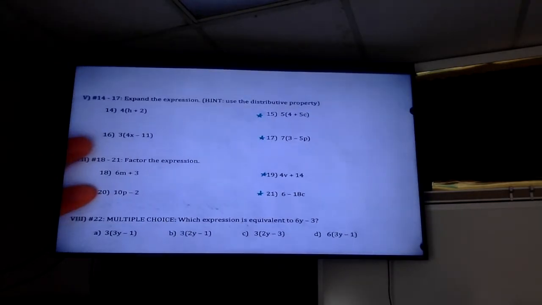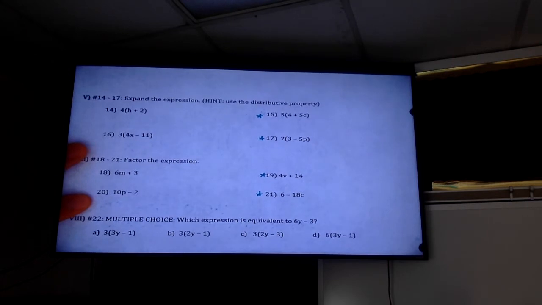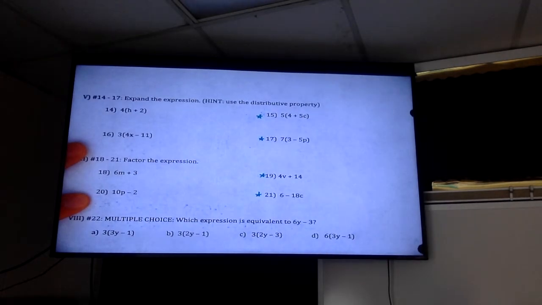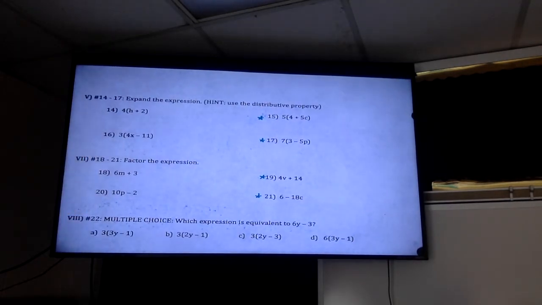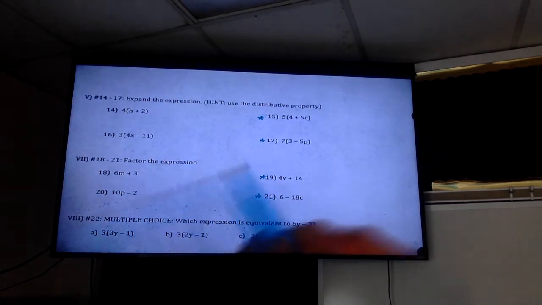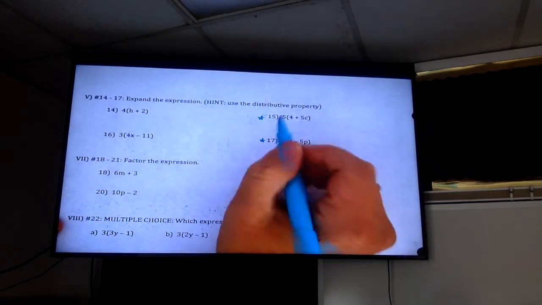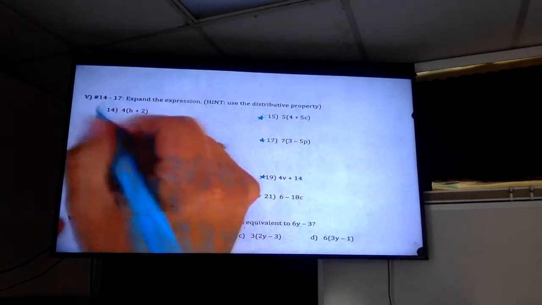Okay, let's flip it over to the back. For numbers 14 through 17, expand the expression. Use the distributive property. You learned that last year at HPI, the distributive property, and we're going to use it a lot again this year. So again, 15 and 17, you get to do and put your answers into Schoology, and we'll do these two on our own.